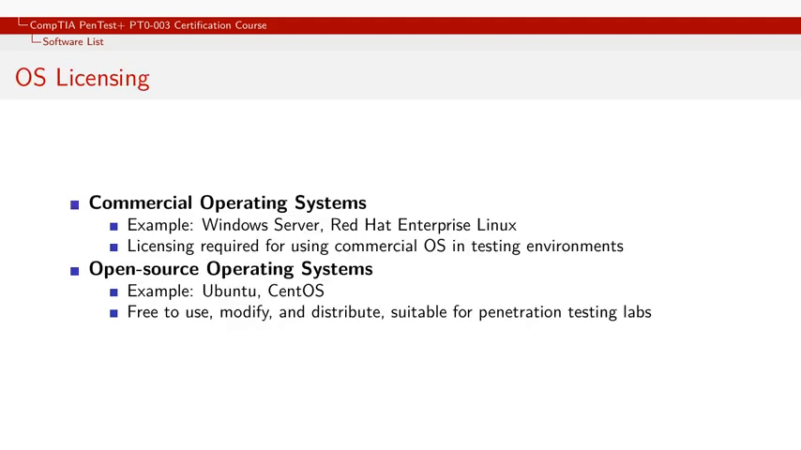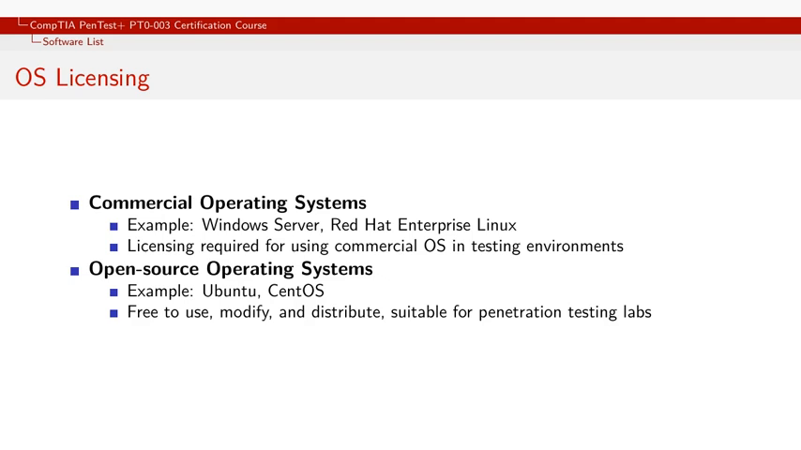On this slide, we are going to discuss the various operating systems you might encounter and need for penetration testing environments in the CompTIA PenTest+ PT0-003 certification course. First, let's cover commercial operating systems. Examples of these are Windows Server and Red Hat Enterprise Linux. When using commercial operating systems in your testing environments, it's important to remember that these require appropriate licensing. You will need to ensure you have the correct licenses in place to legally use them for your penetration testing activities.